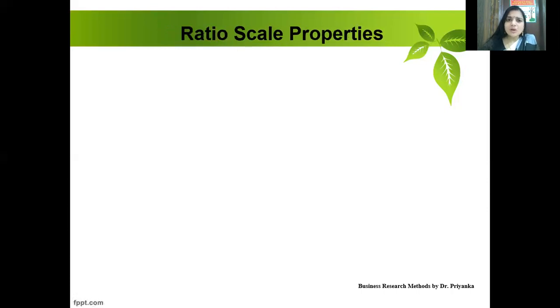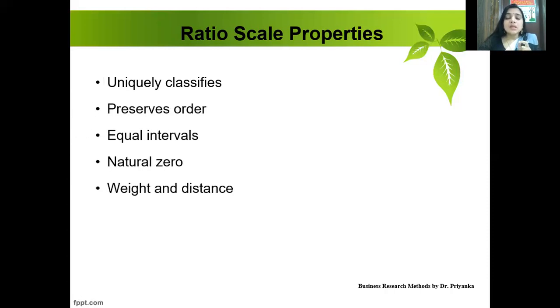Now let us discuss what ratio scale properties are. It contains all the properties of the previous scales. For example, yes, it uniquely classifies the item, then it preserves an order, equal intervals, and a natural zero is also there. For example, weight of a person or distance between two items, these are actually continuous, and they actually represent a natural zero as well.